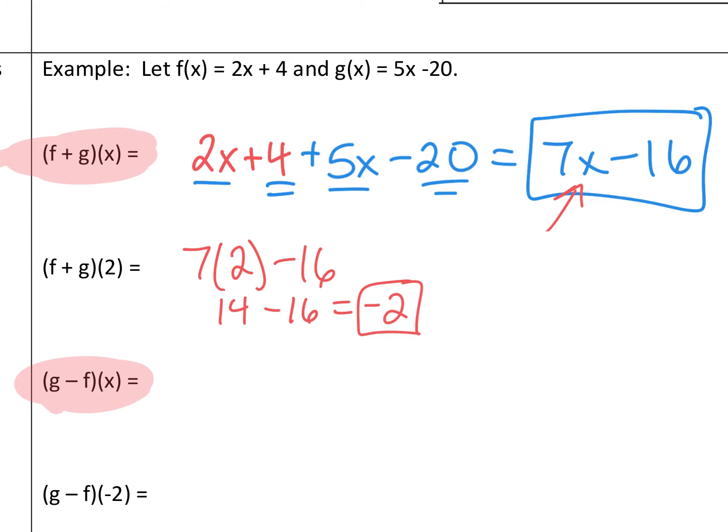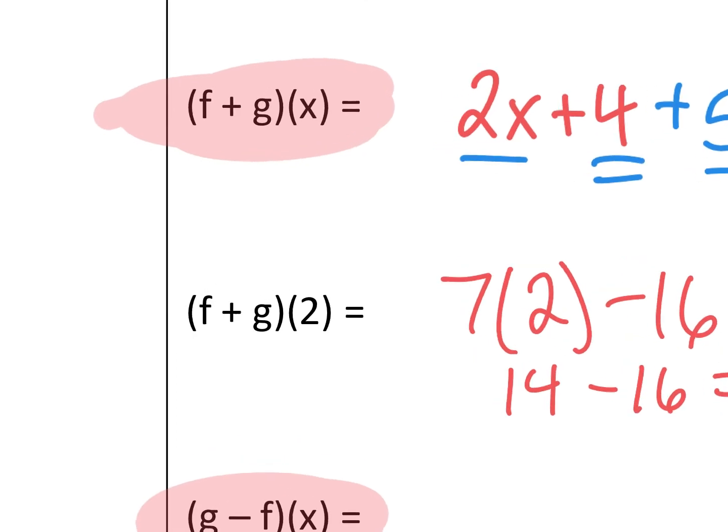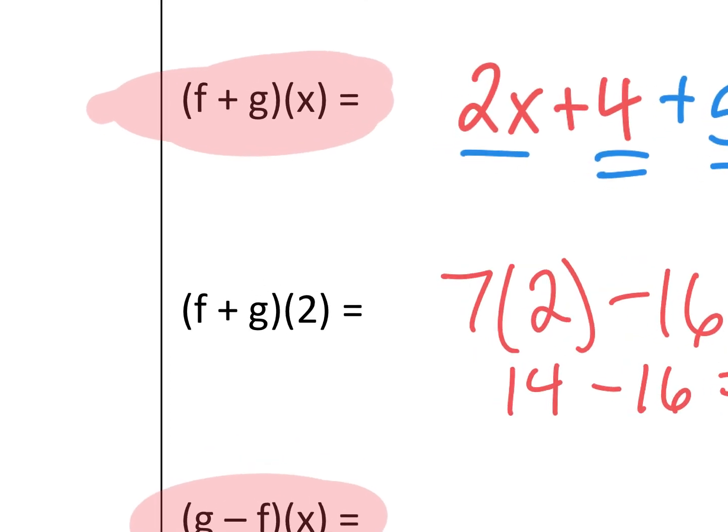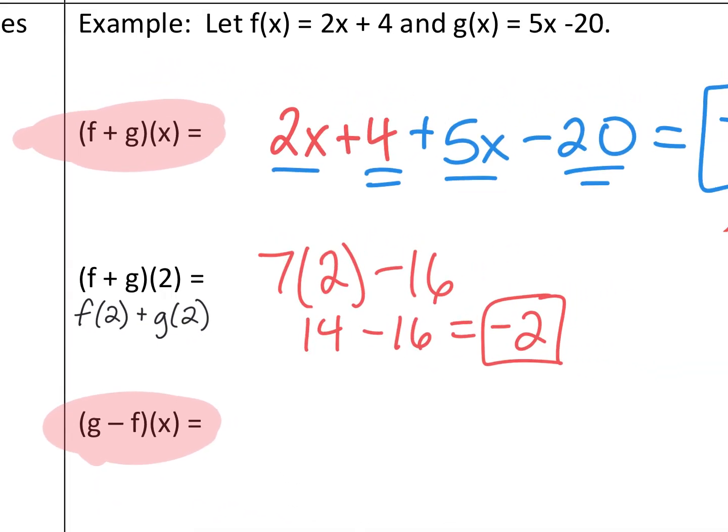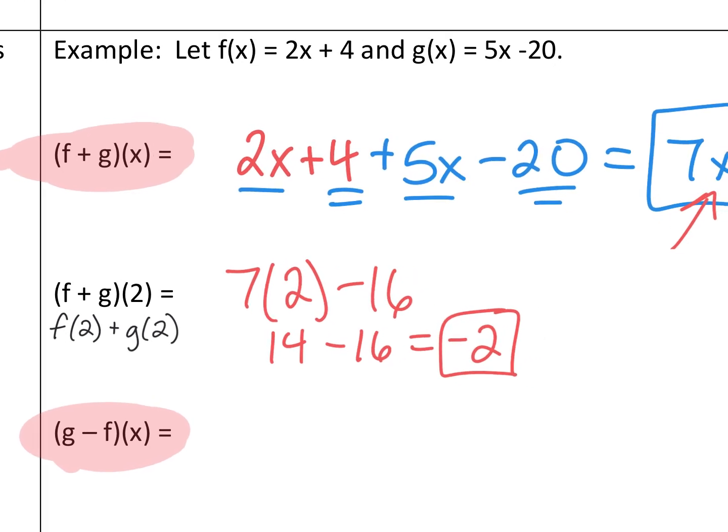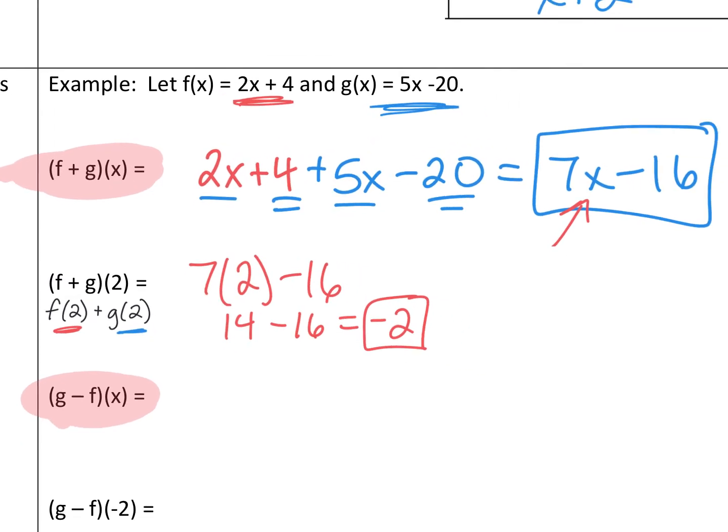Do you see how this is f plus g of 2? Do you remember when we did f plus g of x, we broke that into f of x plus g of x, right? So what you're saying then is I could break this into f of 2 plus g of 2. Anybody see where I'm going with this? That means I can literally just plug in 2 to f, then plug in 2 for g, and then just add those two things together. So that is the other way we can do that.